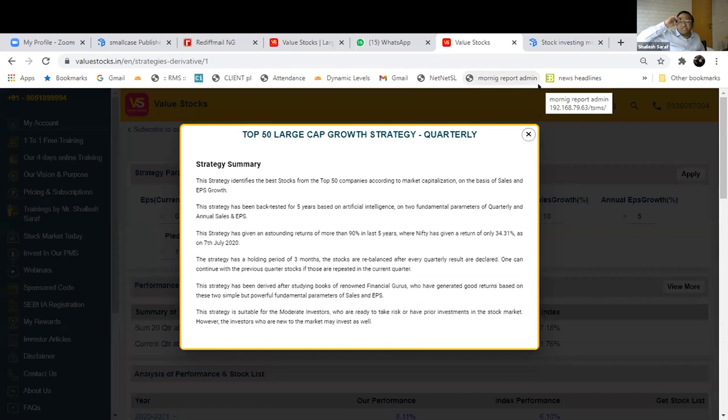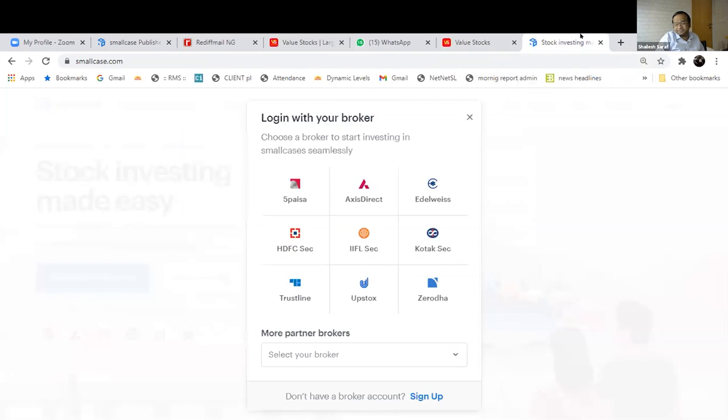Okay, and if you want to see, we have put a detailed thing in Smallcase. So if you go to Smallcase, all the 24 strategies are there. Everything is there, the returns, everything, in detail. Okay.